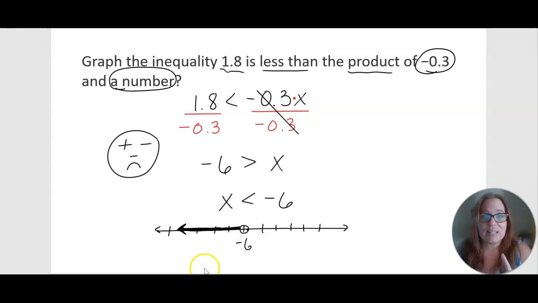All right, so two things that we have to remember when it comes to working with inequalities. The first thing is that you only flip the inequality when you multiply or divide by a negative on both sides. The second thing is that when it's including the number, we need a filled in circle for our graph. When it is not including the number, we don't include it, so we don't shade it. It's open.